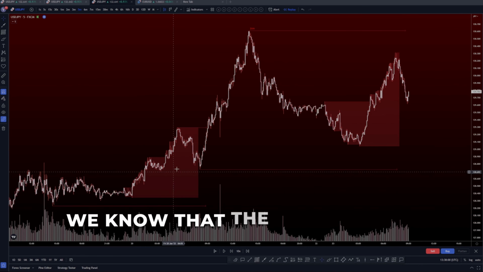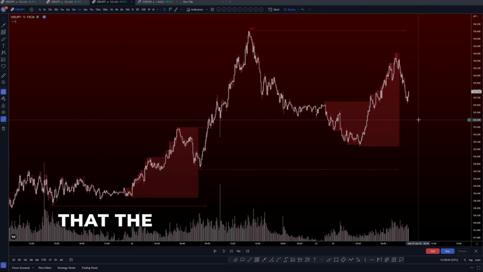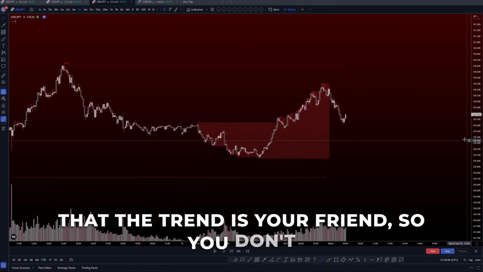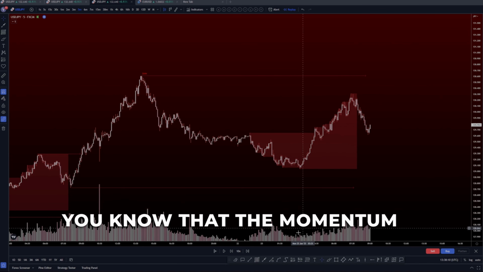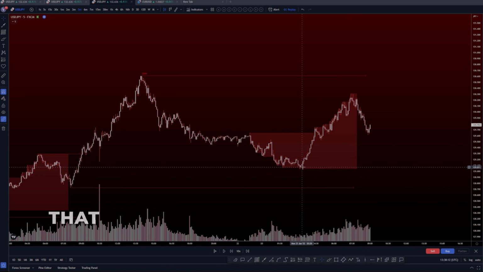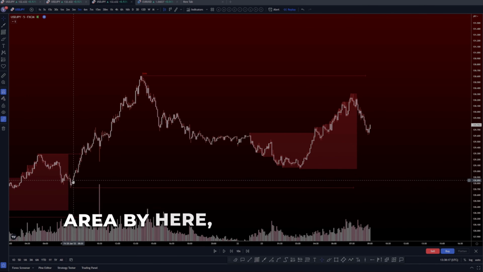We know that the momentum is bullish, and if you've been in trading for a while, you'll know that the trend is your friend. So you don't want to be trading from this zone. You know that the momentum is likely to continue to the upside. Now, you could look to trade this area by here or this area by here.